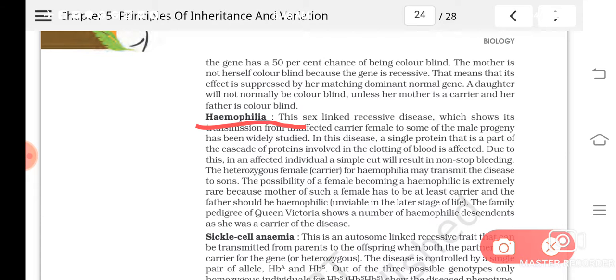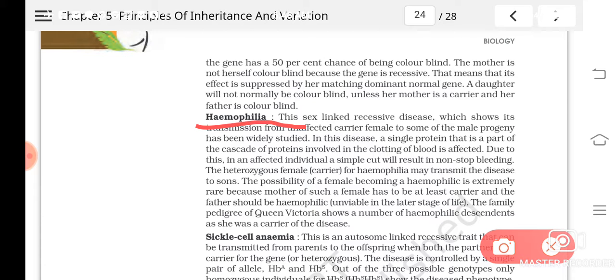Females have two X chromosomes. So if a female is to become hemophilic, both the alleles on both the X chromosomes should be recessive, and that is a very rare condition. Understood? Males, on the other hand, have one X chromosome only. So if they have the recessive allele, they will get the disease. This is the reason why hemophilia is found more in males than females.